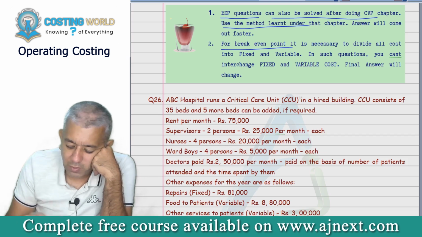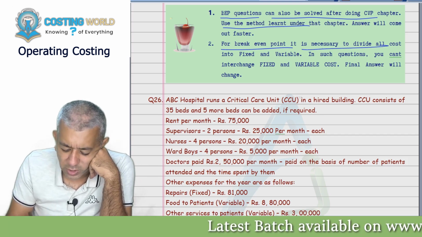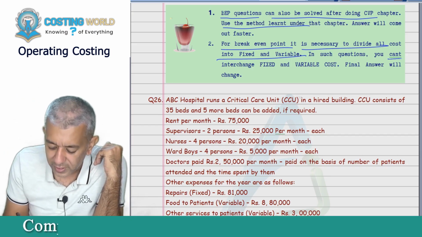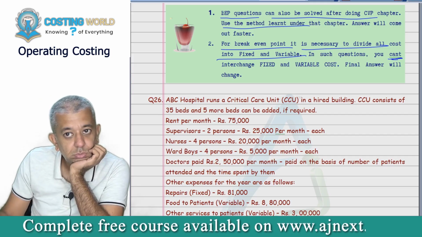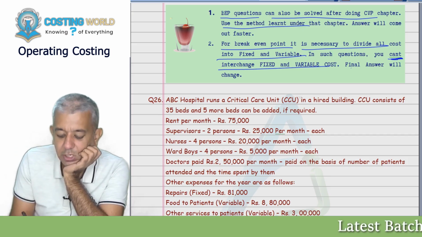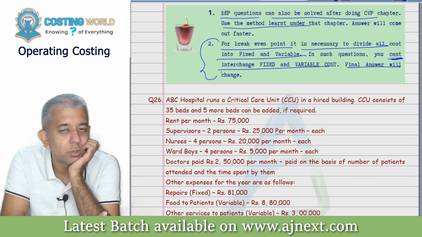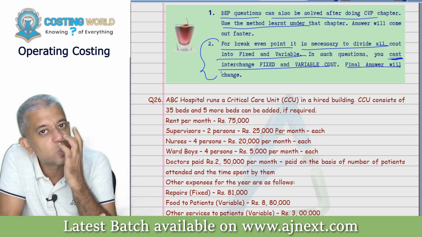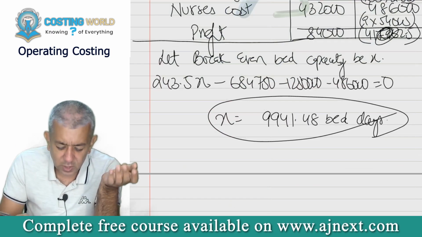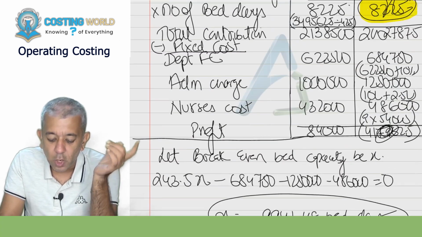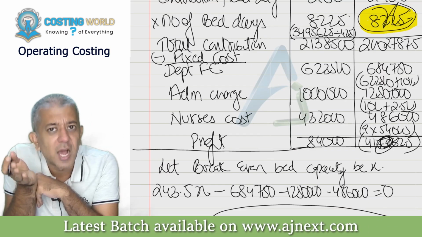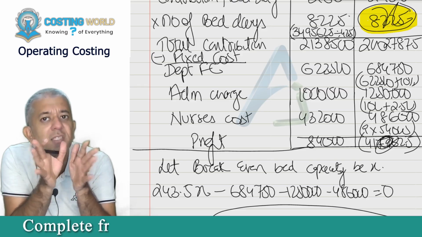Further, for break-even point, it is necessary to divide all the costs into fixed and variable. In such questions, you can't interchange fixed and variable cost. The final answer will change. So wherever you have to find out the break-even point, just be careful about fixed and variable cost. Usually in such questions, it will be very clear which is fixed cost and which is variable cost, like in this particular question, we did not have any doubt. Like in the hospital, the previous question, we always had a doubt what is fixed cost, what is variable cost. In those questions, they will not even ask you to find the break-even point because they have not classified the things in a proper way.